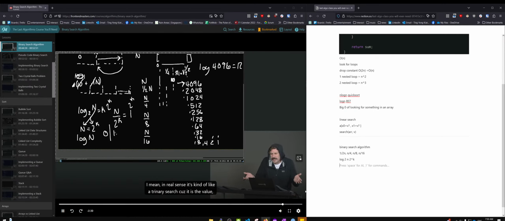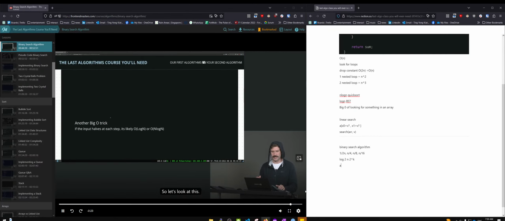Technically, in a real sense, it's kind of like a trinary search because there is also the value, the happy case. But in this case, it's either this side or this side, right? You're always splitting it in half. You're always traversing down one path of execution. So let's look at this.